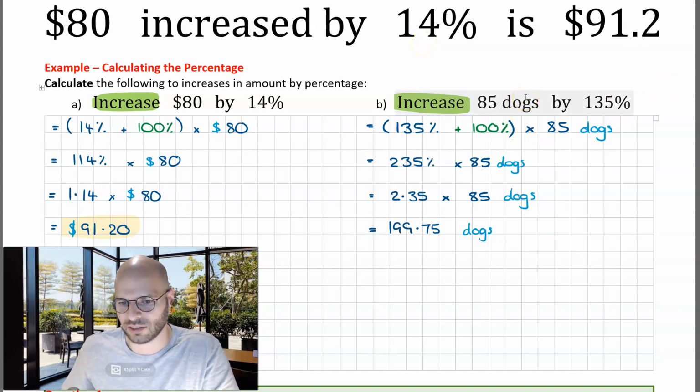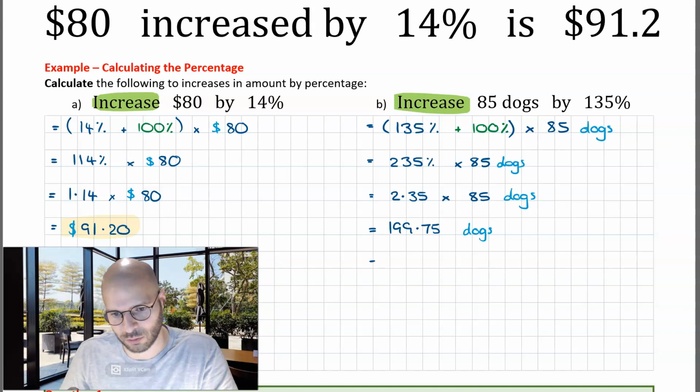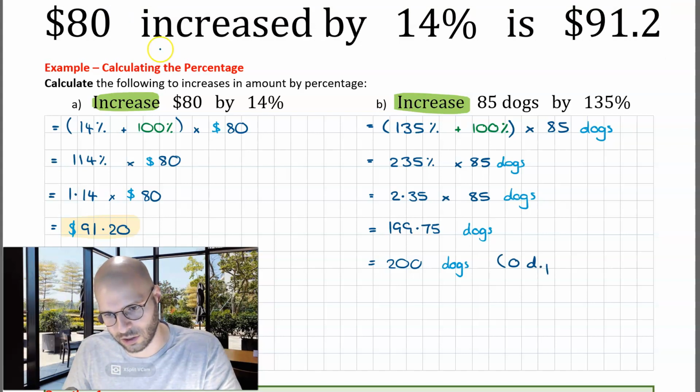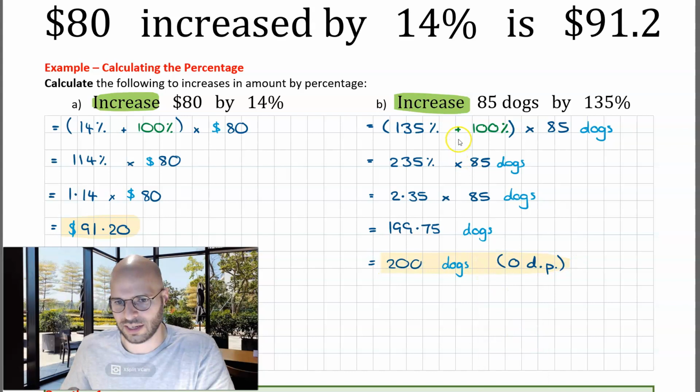Now, if we look at the example here, it's in terms of dogs. It doesn't make much sense to have a portion of a dog. So what we're going to do is round this to 0 decimal places, which will give us 200 dogs. And I'll communicate 0 decimal places like so. Thus demonstrating that increasing 85 dogs by 135% will yield 200 dogs.